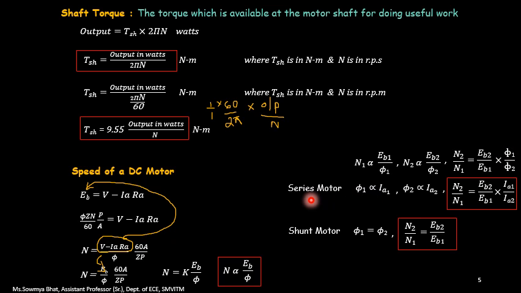So as I have already told, for a series kind of DC motor, the flux value will be considered directly proportional to the armature current. So phi1 will be directly proportional to Ia1, whereas phi2 will be directly proportional to Ia2. So in the above equation, I got the relationship between speed, back EMF as well as flux in this manner. So instead of flux phi1 and phi2, I will just replace it with Ia1 and Ia2. So EB2 divided by EB1 multiplied with Ia1 divided by Ia2 will give me the ratio of the speed in the second as well as the first case. So that is in case of a series motor.